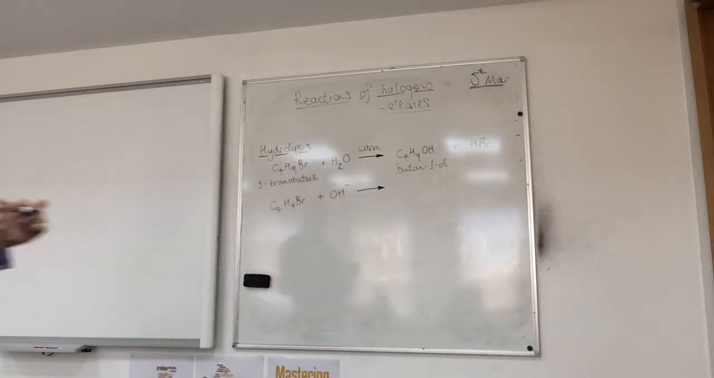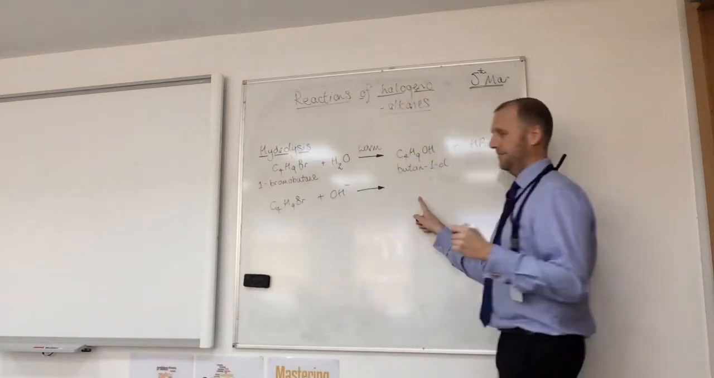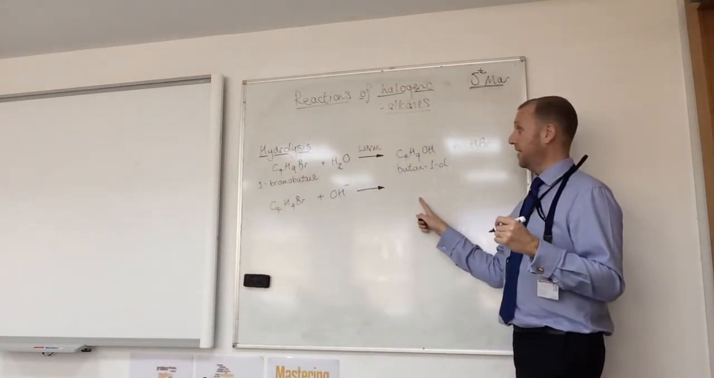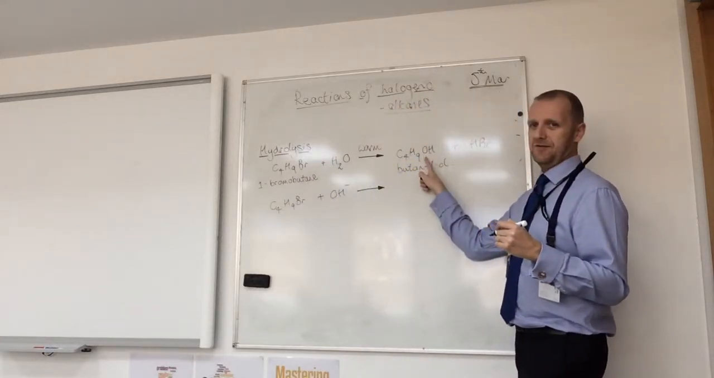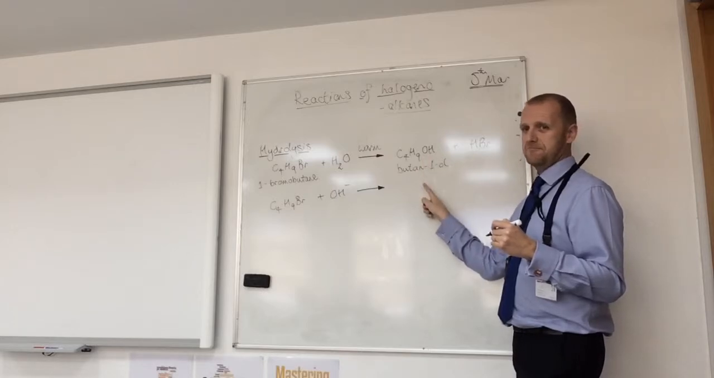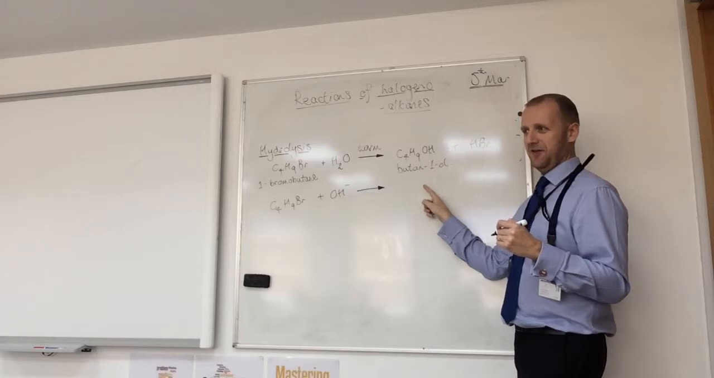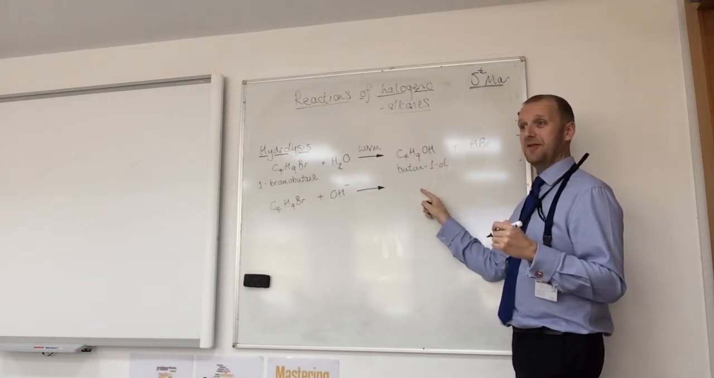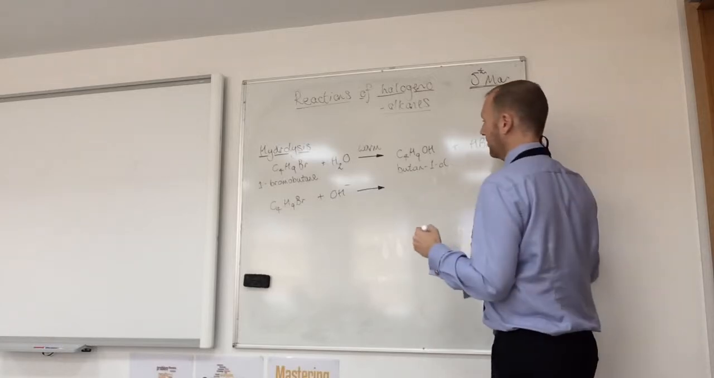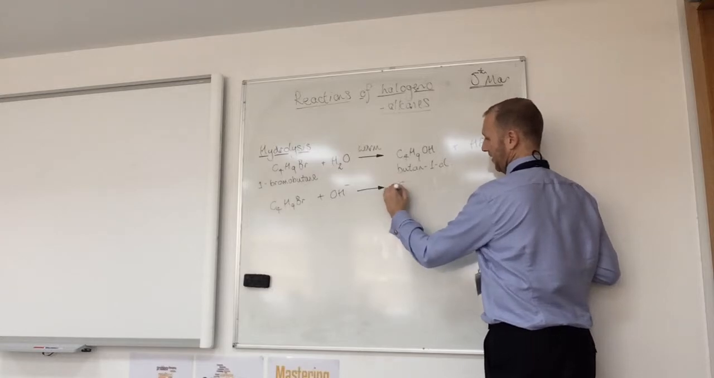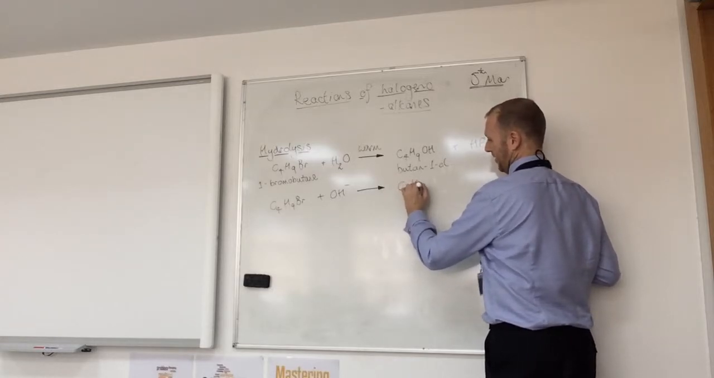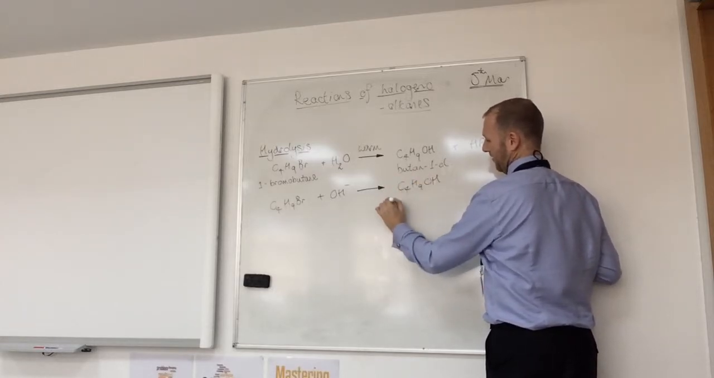So, what will our product be though? Will it be any different from this, do you think? We've got some nodding, we've got some shaking. Nobody wants to commit. James? I think it'll produce butan-1-ol, but it'll produce an acid with it. Almost. It will produce butan-1-ol. C4H9OH. Butan-1-ol again.